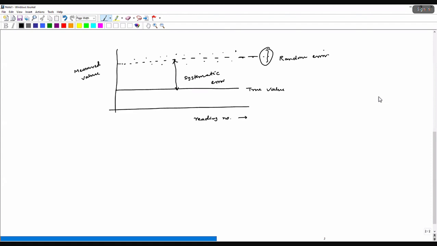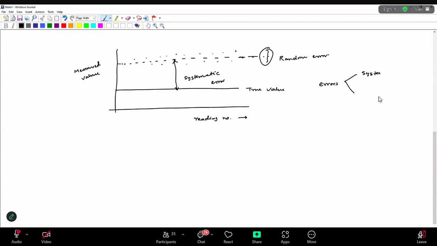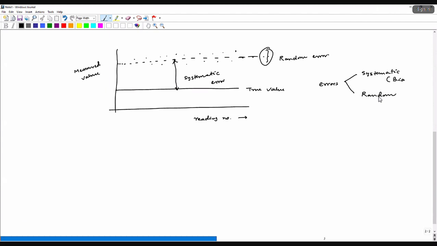So errors, although they are hypothetical and qualitative, can be divided into two types. One is systematic error, and the other one is random error. Systematic error is also known as bias error, and random error is known as precision error.